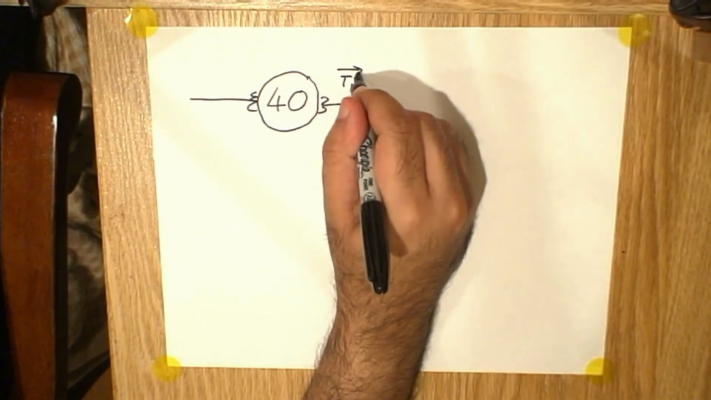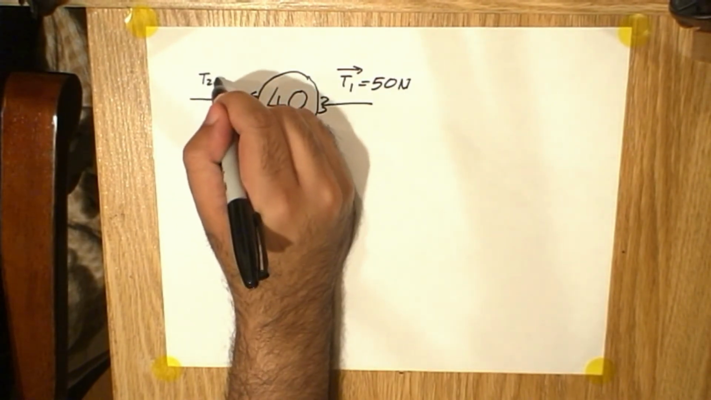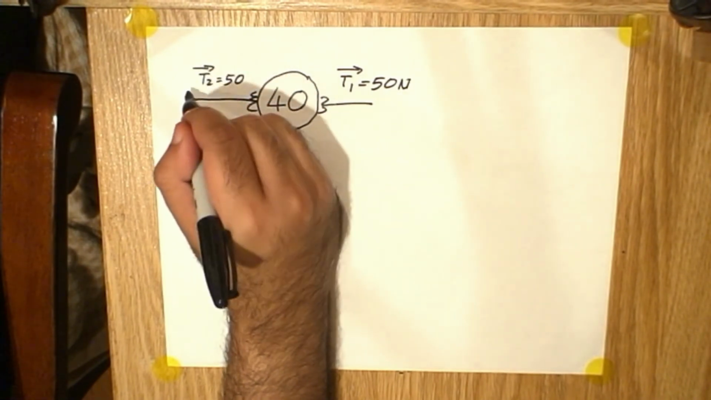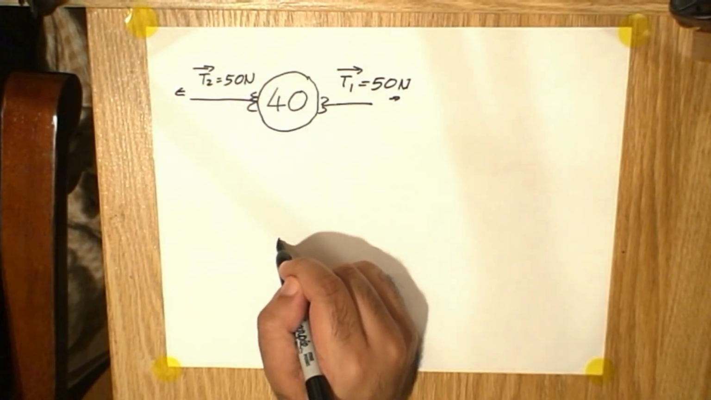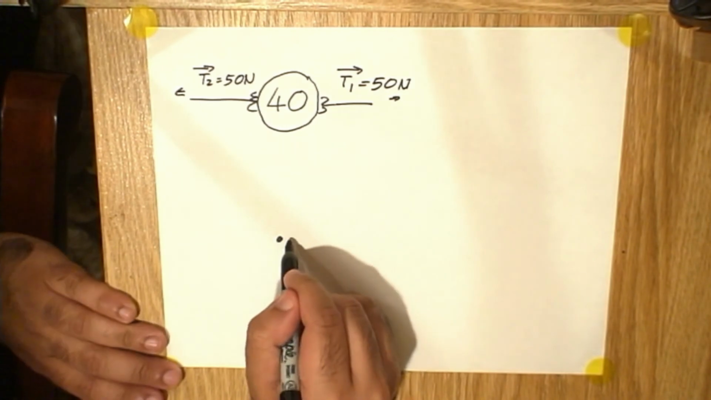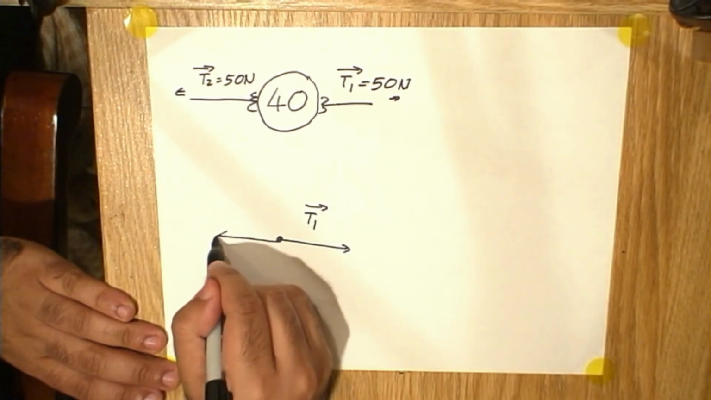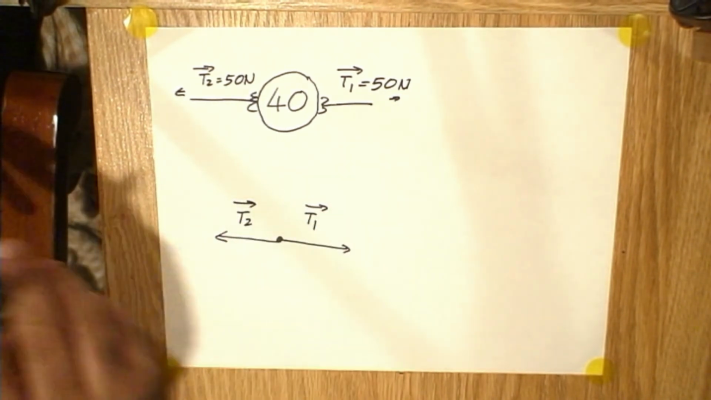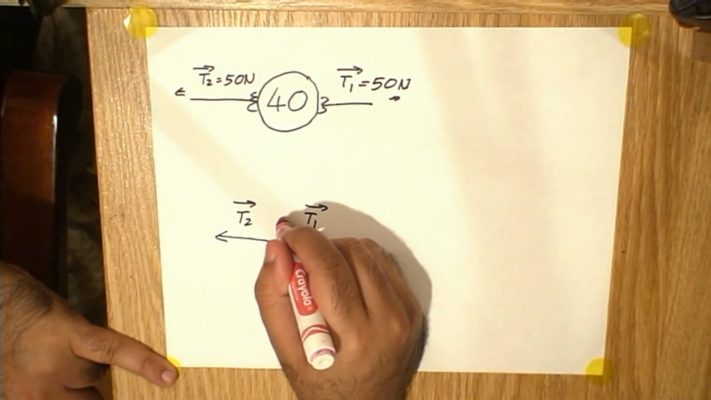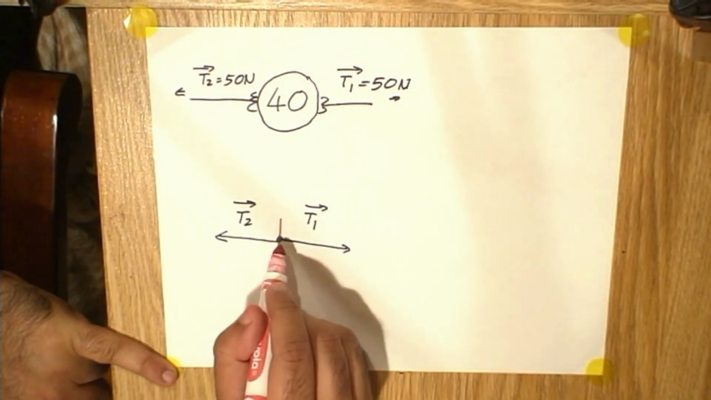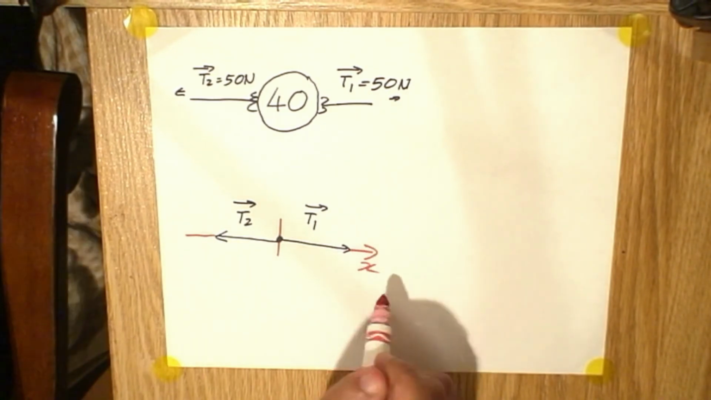We have one tension which is pointed rightwards at 50 newtons and a second tension that is pointed leftwards at 50 newtons. So when you draw out the free body diagram, you are going to have one force pointed to the right, that's T1, and one force pointed to the left, that's T2. We will set our axes in the usual way. I'm going to put my origin at the center point, corresponding to our object. And our x-axis, we shall have point rightwards.